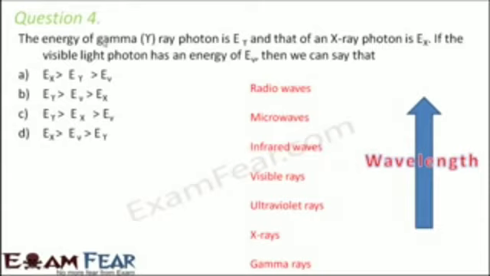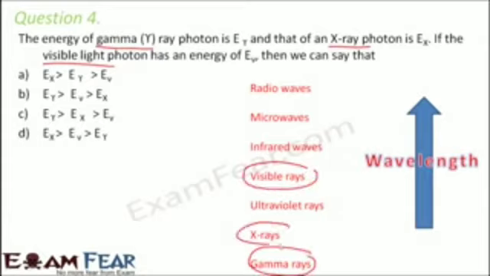Now, which are the rays that we are concerned about in this question? We are concerned about the gamma ray, X-ray and visible light. And where are they located on this list? So this is visible rays, this is gamma ray and this is X-ray. So we are concerned about these three things.